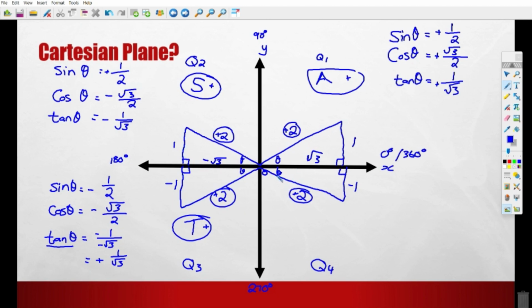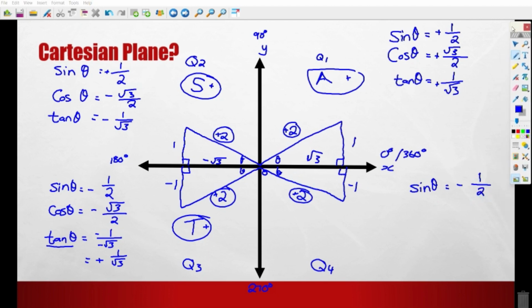Alright, so if I look at theta here, and I say, go find sine of theta for me. Sine of theta we know is opposite over hypotenuse, so it's opposite, which is -1, over the hypotenuse, which is positive 2. So we can see that sine is negative. Let's see what happens with cos of theta. Cos is adjacent over hypotenuse, so we've got the positive square root of 3 over the hypotenuse, which is always positive. So now we can see that cos is positive.